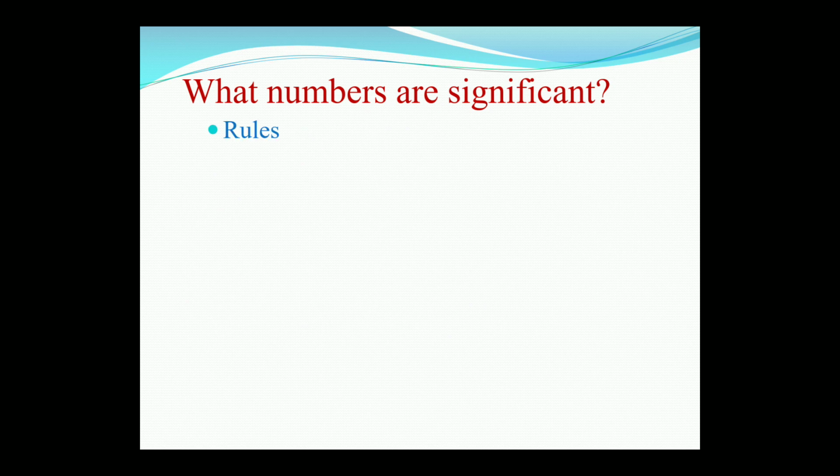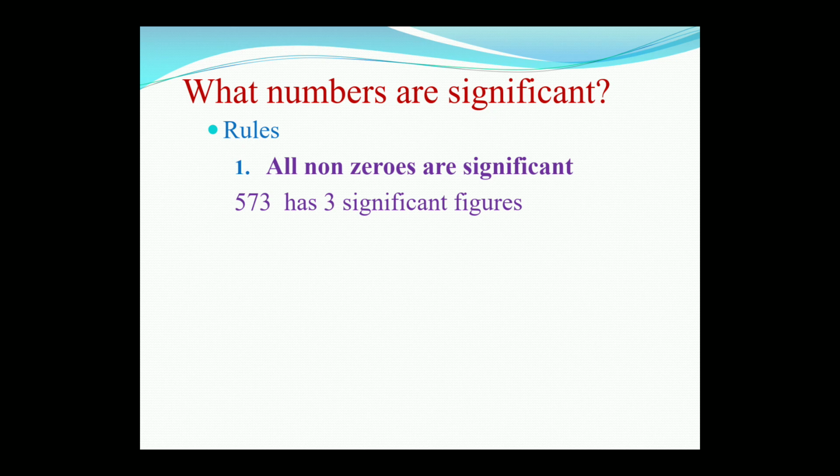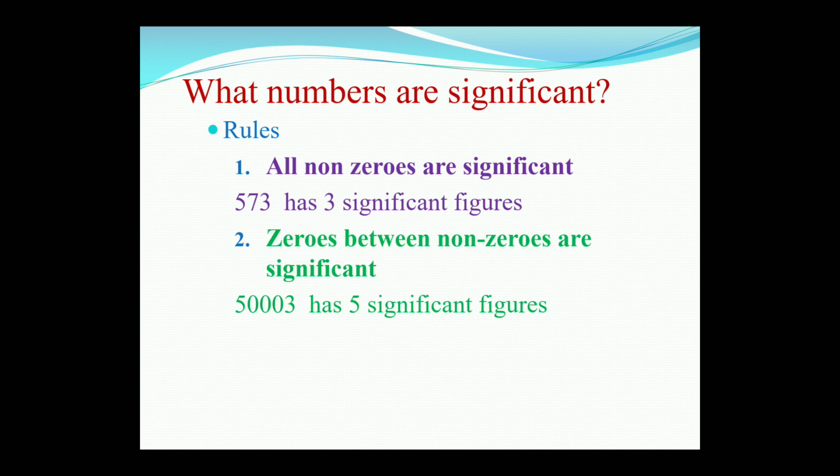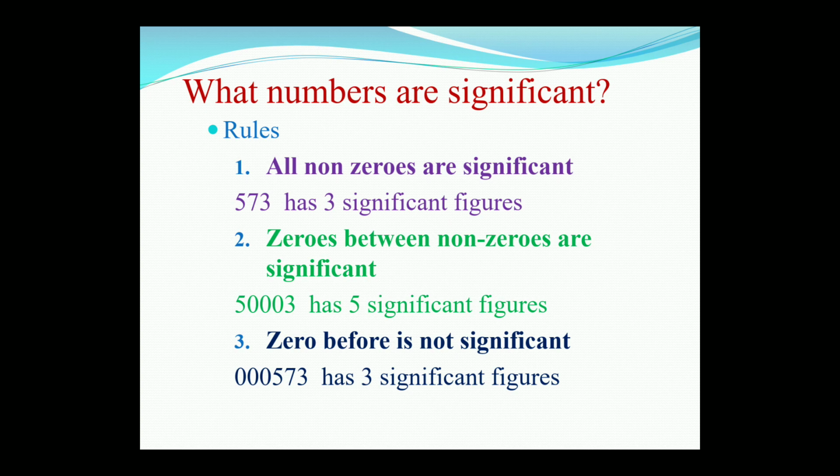Now, what numbers are significant? Here we are going to discuss the rules. All non-zero digits are significant, like 573, which has 3 significant figures. Zeros between non-zeros are significant. If we talk about 50,003, it has 5 significant figures because 0 is in between 5 and 3, which is itself significant because it has a certain value. Zeros before are not significant, like here you can see 000573, which has only 573, because all the zeros before the digit 5 are of no value.